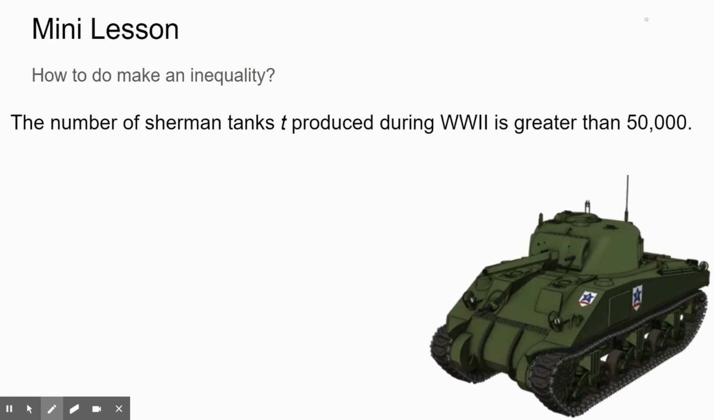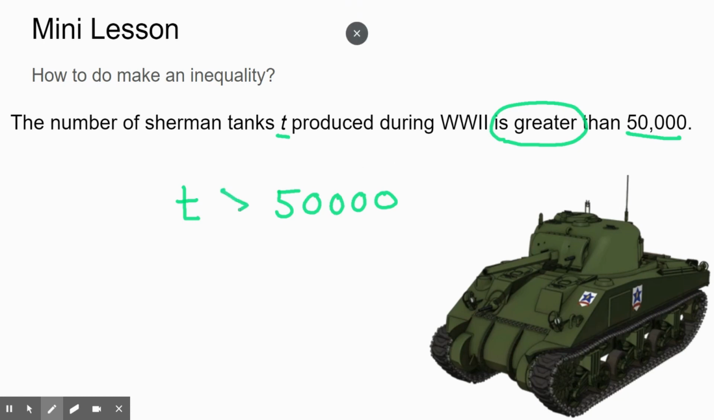So how do we actually make an inequality? Let's think about this problem here. The number of Sherman tanks T produced during World War II is greater than 50,000. The first thing we need to know is we have a variable. Second thing is that we have a number. And the third thing to look for is some word that tells us what inequality we have. In this case, it's real simple. It says greater. So we're going to write our T, we're going to have our 50,000, and we say T is greater than 50,000.